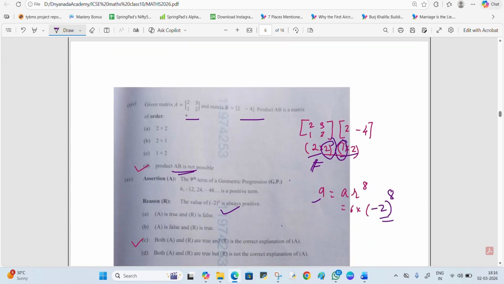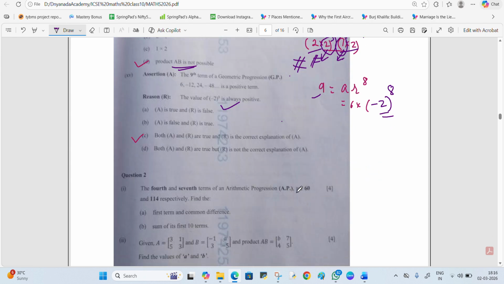Now this given matrix, what is the order of this matrix? 2 into 2. The other matrix B has order 1 into 2. Is the number of columns equal to the number of rows? No, it is not equal. So that means the product AB is not possible in this case.